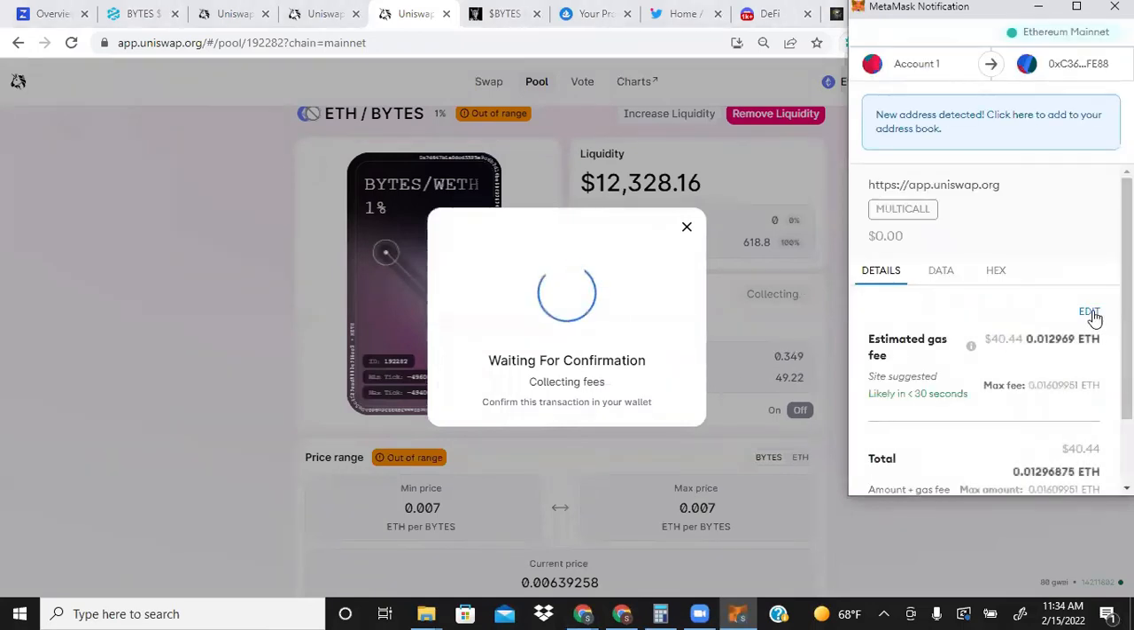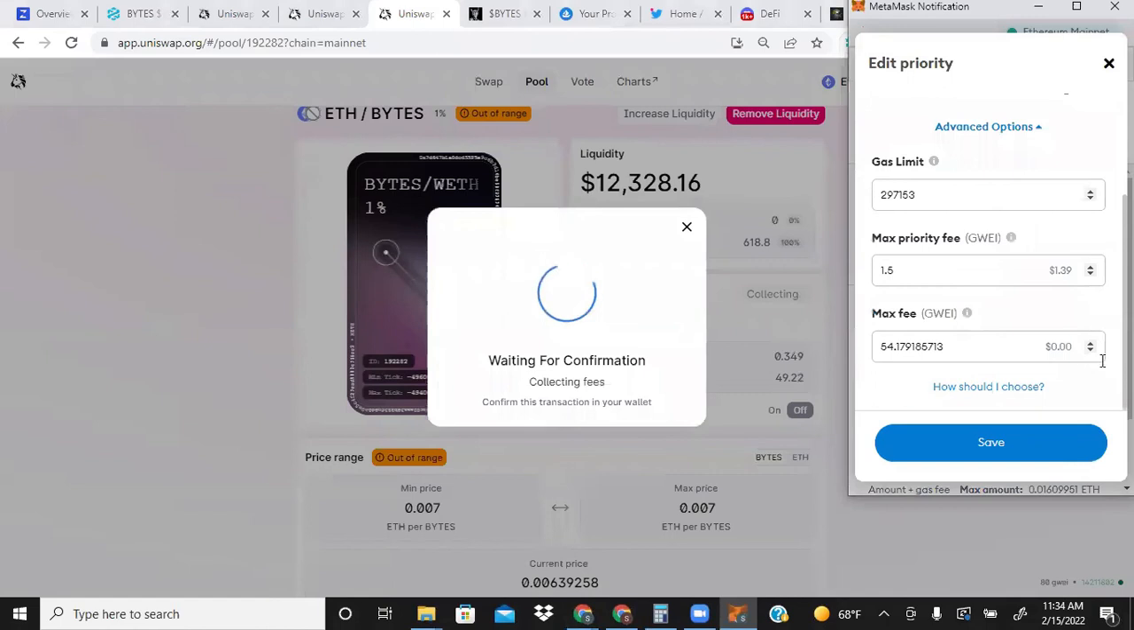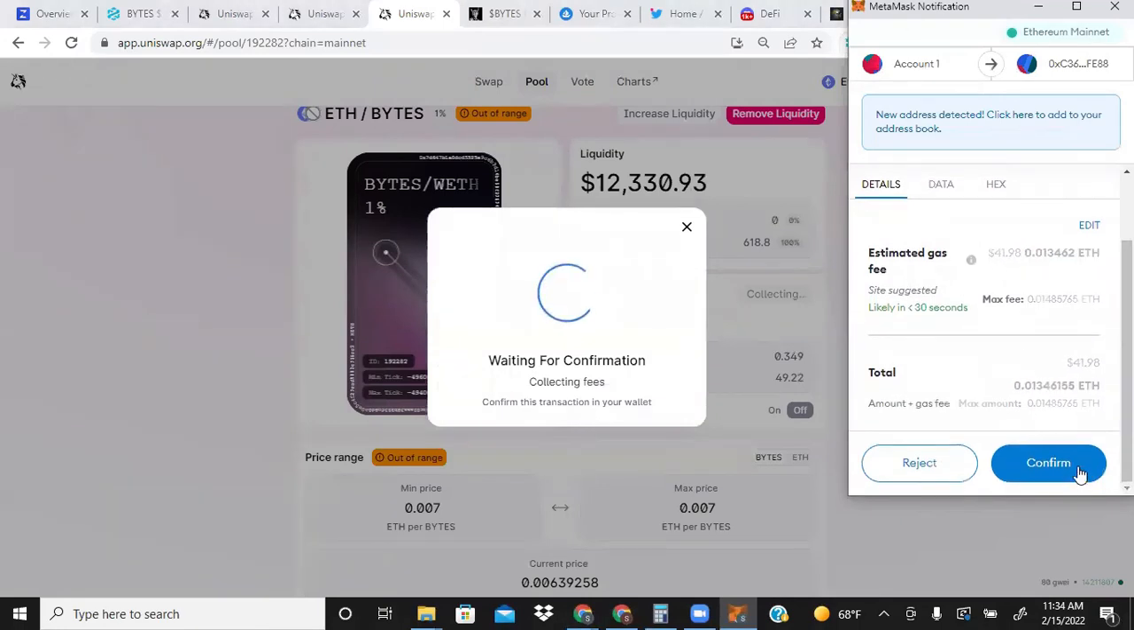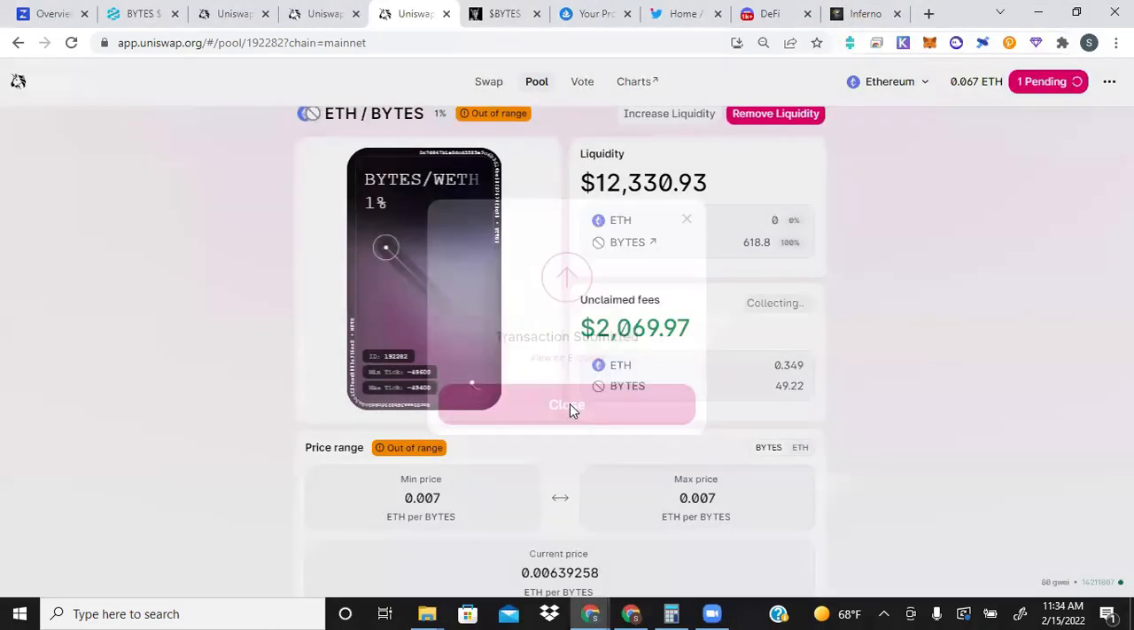Something I do like to do, especially when I'm not at risk of going back into my range, is that I basically have a lot of time. So I'm able to just set my own price here, and it can fill whenever it feels like filling. So I can just set a low gas cost here and just send it. So I can go ahead and do that.